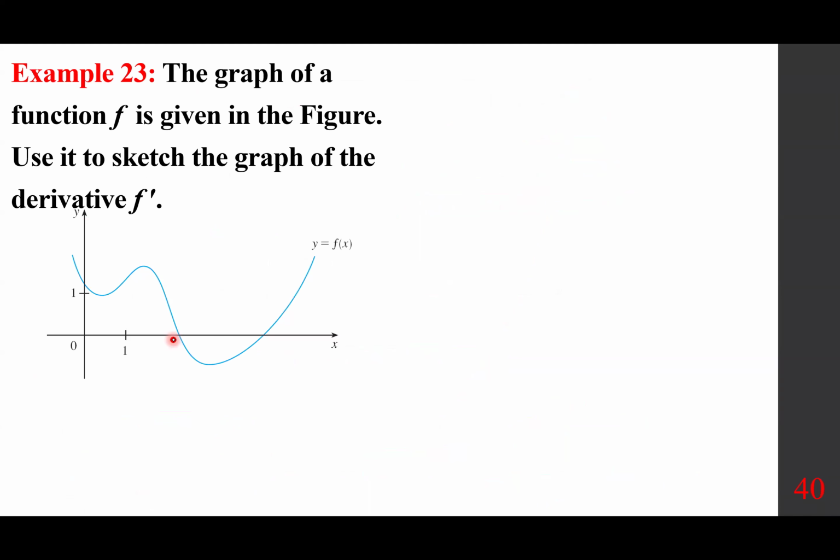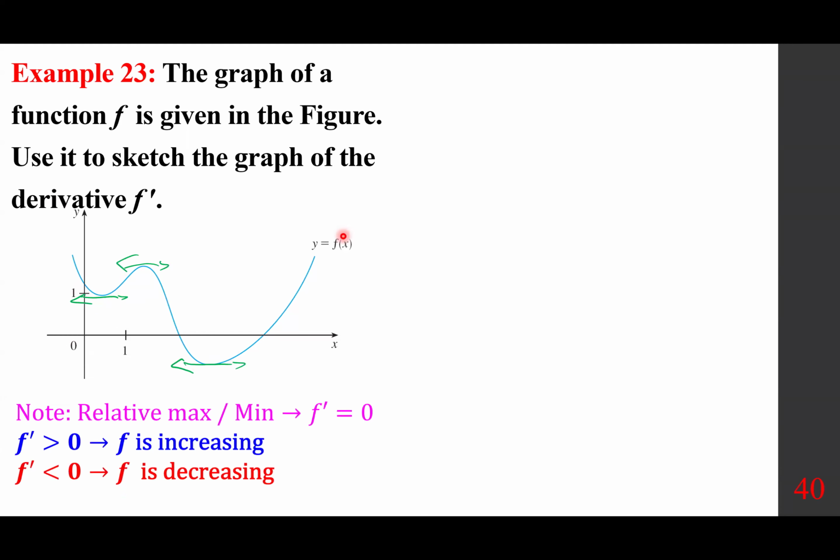First, if you look at peaks and valleys, those are relative extrema where f prime is 0, because if you draw a tangent line, it's horizontal. Then decreasing, increasing, decreasing, increasing. So relative max or min is when f prime is 0. If f prime is positive, that means f is increasing. If f prime is negative, that means f is decreasing.